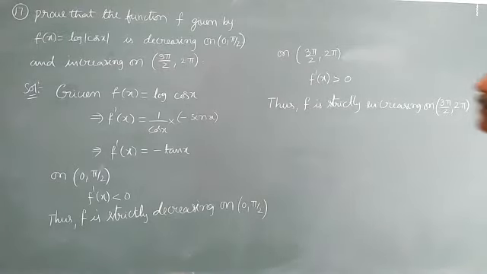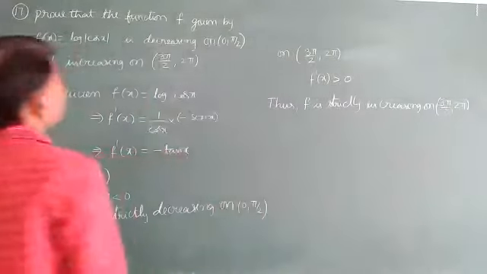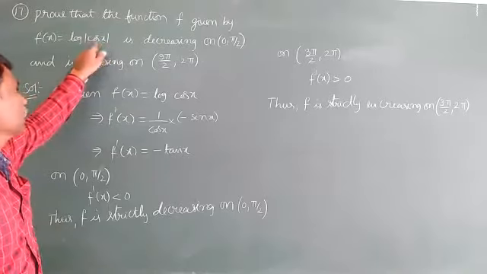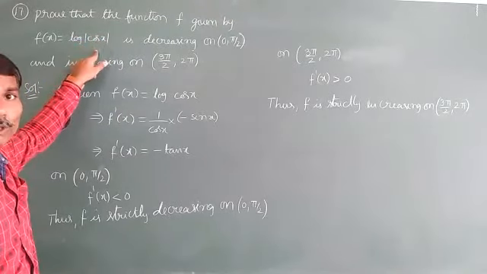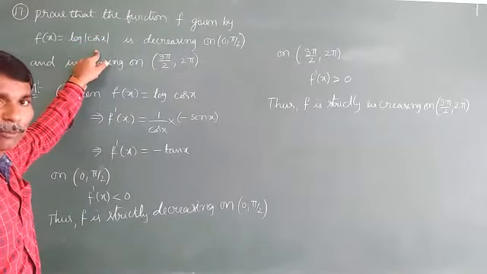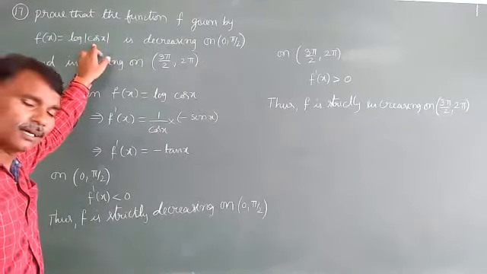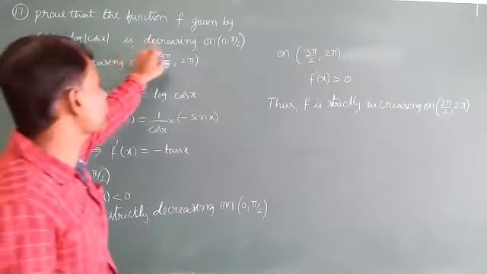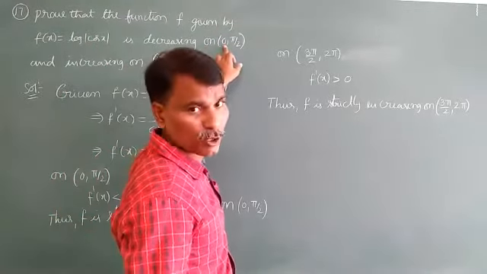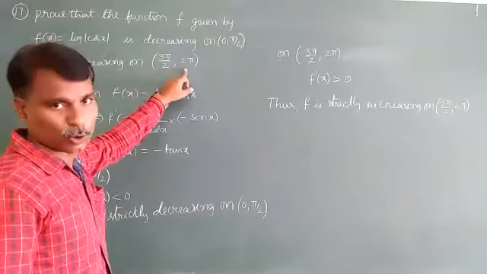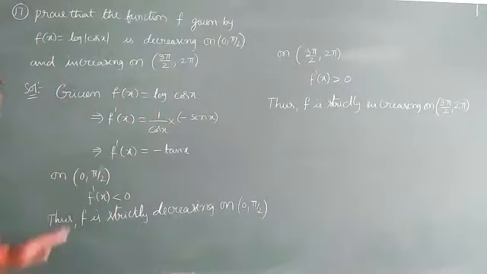Guys, 17th one. Prove that the function f given by f of x is equal to log mod cos x. Why I gave mod is that in this place we should take only positive values. That's why, without considering the mod, this is considered as log cos x only. Nothing will happen. It is decreasing on the open interval 0, pi by 2 and increasing on 3 pi by 2, 2 pi. Okay, guys, fine.